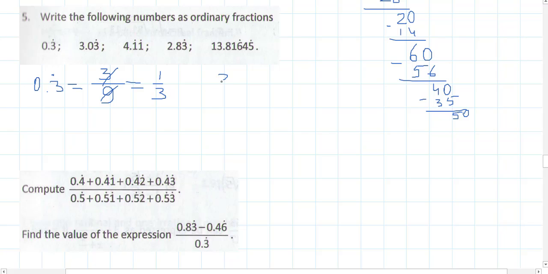Or the next one, 0.11, yeah, so 2 dots. So here, how many figures are in the repeating part? 2. That's why there are 2 nines here, 9 9, only nines. This is the rule of making ordinary fractions. And in the numerator it's just 11. So 11 over 99, or if we cancel, it will be 1 over 9.